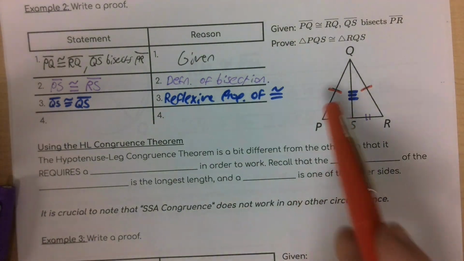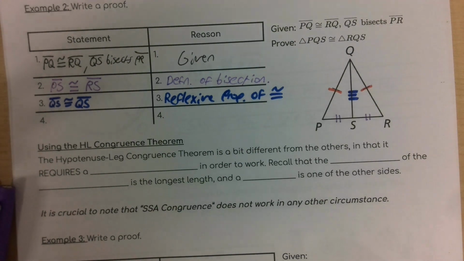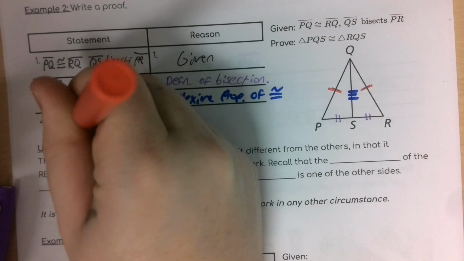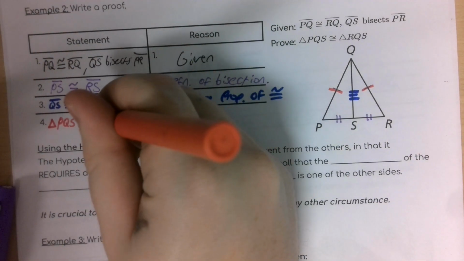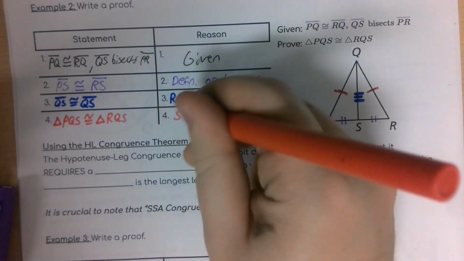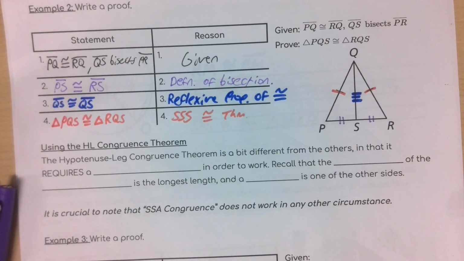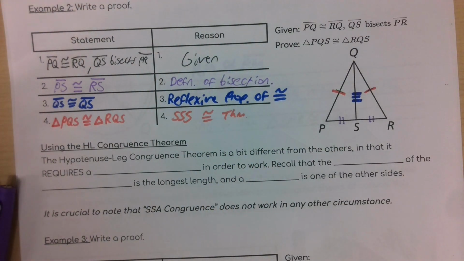And lo and behold, we have all three sides being congruent. So, if all three sides of one triangle are congruent to all three sides of another, then by side-side-side congruence theorem, the two triangles are congruent. Very nice.